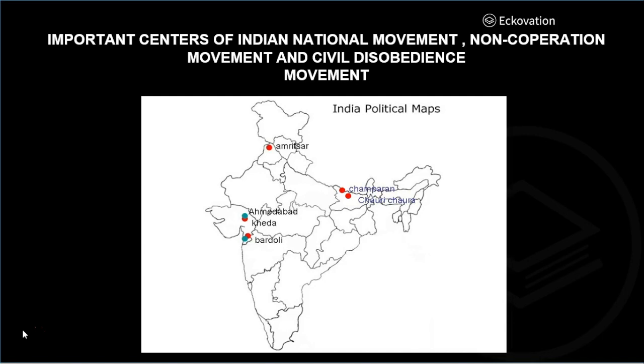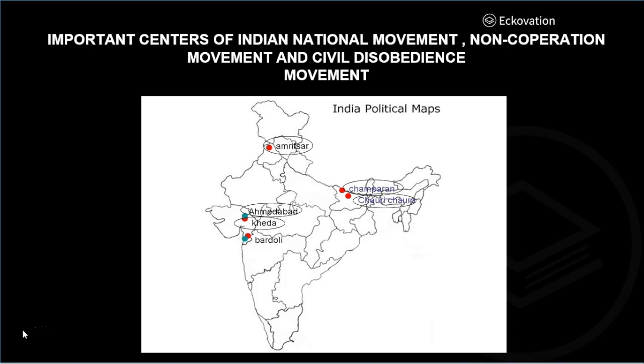The important centers for these movements were, first, Amritsar, where the Jallianwala Bagh massacre happened. Then, we have Champaran. Champaran district of Bihar was the place where Mahatma Gandhi launched his Champaran peasant movement or Champaran Satyagraha to help the indigo farmers. Then we have Ahmedabad. Mahatma Gandhi launched his second Satyagraha movement here to help the Ahmedabad mill workers. Then we have Kheda. Kheda is the place where Mahatma Gandhi launched his third Satyagraha movement to help the peasants from paying high taxes to the British government.